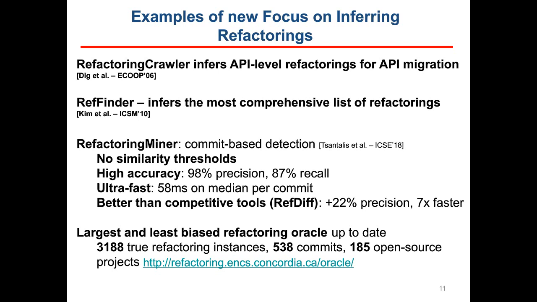It's the new state-of-the-art, significantly improves accuracy, and it's ultra-fast. On average it takes about 50 milliseconds to identify refactorings for a commit. So we are excited because it can be used with continuous integration tools. Every time a user commits code, you can invoke the APIs of our tool and infer on the fly the refactorings that were part of that commit.